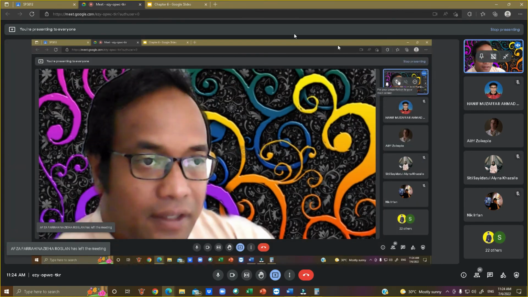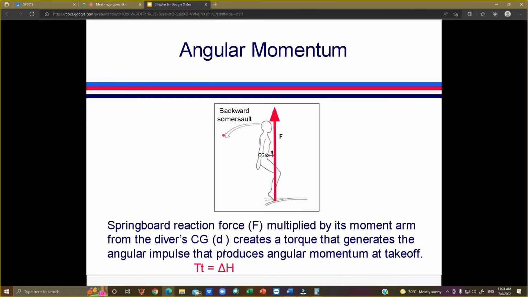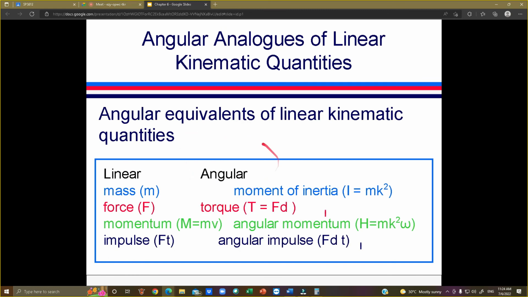And then let's go here. Just a bit more. Okay, ni dia bagi equivalency. Mass in linear is moment of inertia. Kadang-kadang kita lupa apa benda, tiba-tiba jumpa I is mk squared, sama. Okay, force in linear is torque, Fd. Jadi kalau linear impulse is Ft, angular impulse FDT. Senang je kalau lupa sangat lah. Okay, yang lain-lain sama macam dekat dalam nota tadi.